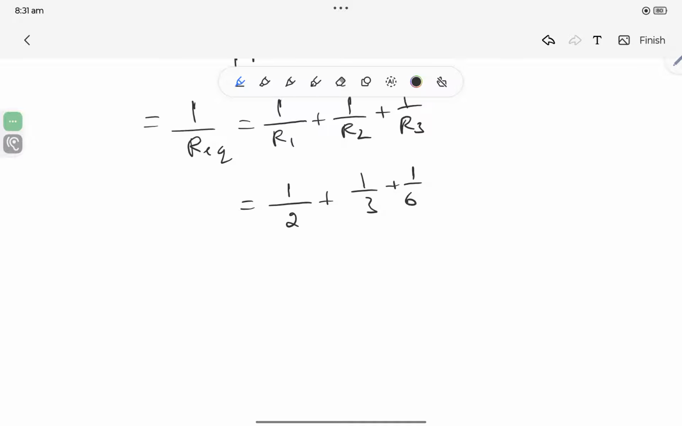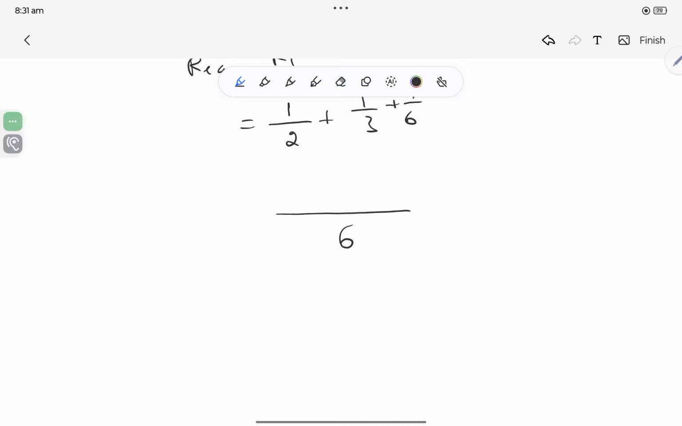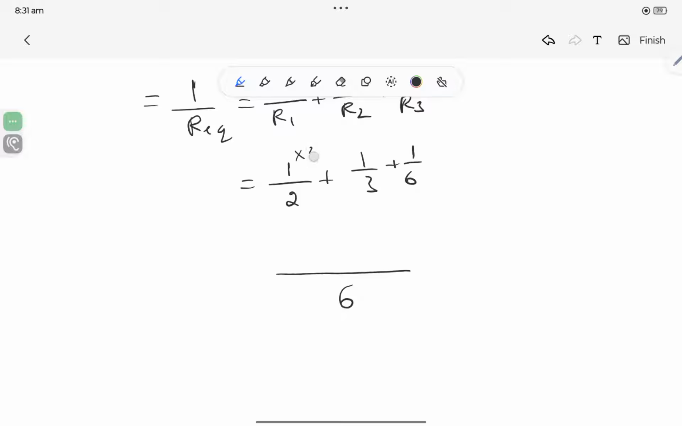Now let us take the LCM of these three: 2, 3, 6. So what is LCM? LCM is 6. 3 twos are 6, 2 threes are 6, 6 ones are 6. 3 ones are 3, plus 2 ones are 2, plus 1 one is 1.